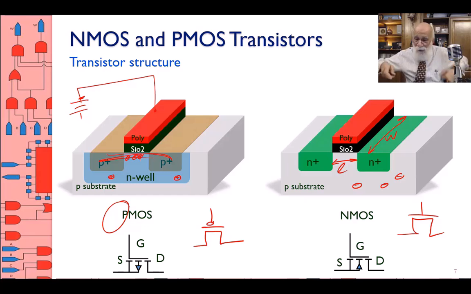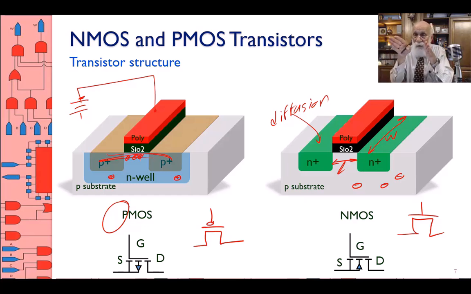The further away the two diffusion areas are, the longer the length is, and therefore the larger the resistance of the channel is, or the on resistance is. The wider the transistor is, the area that the two diffusions face each other will be a larger area, and therefore there is a smaller on resistance.